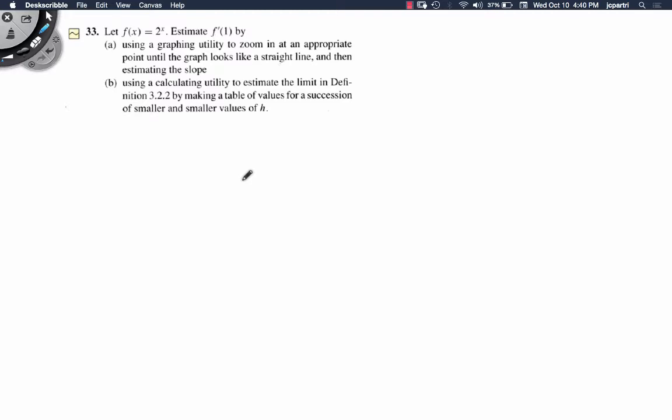That's part A. Part B, using a graphing utility to estimate the limit in definition 3.2.2 by making a table of values for a succession of smaller and smaller values of h. So let's get to this. Let's go ahead and start working on figuring out part A.